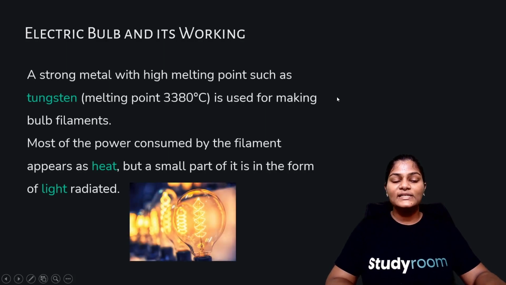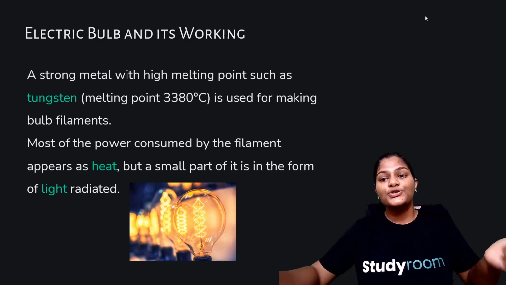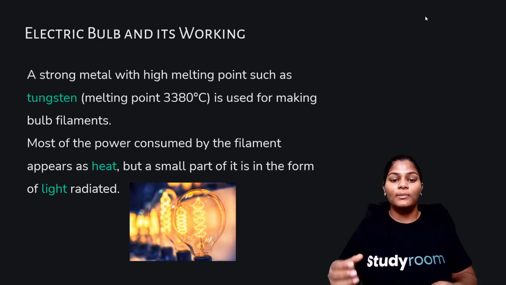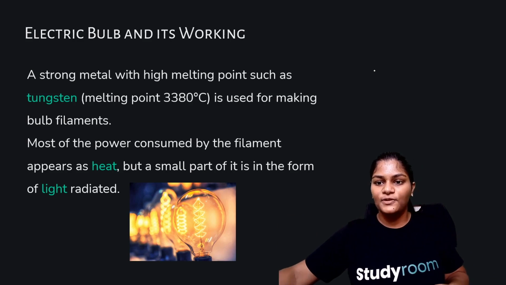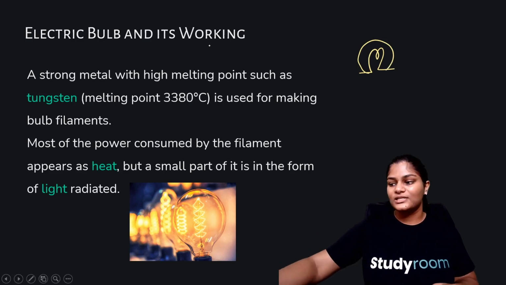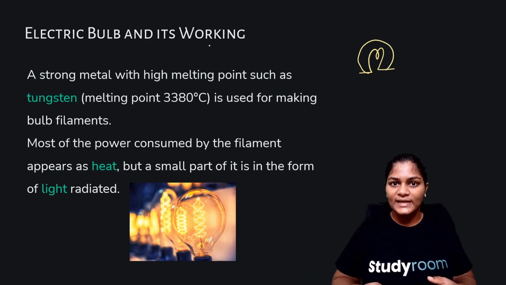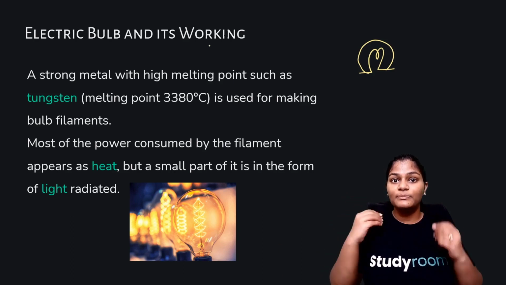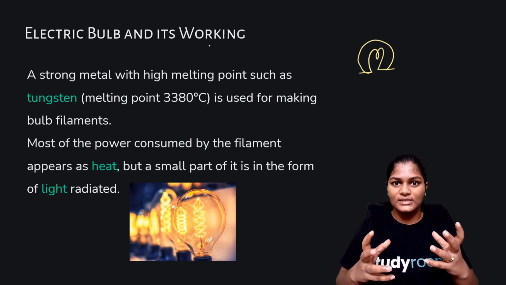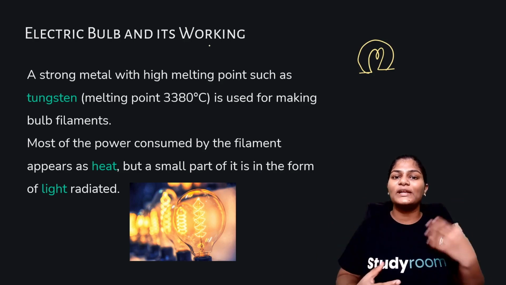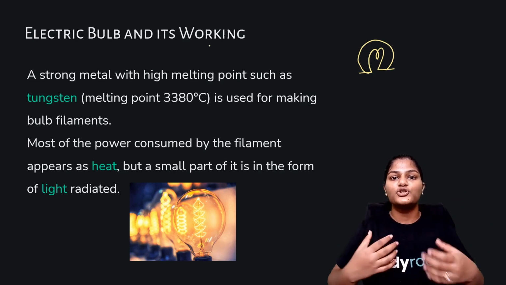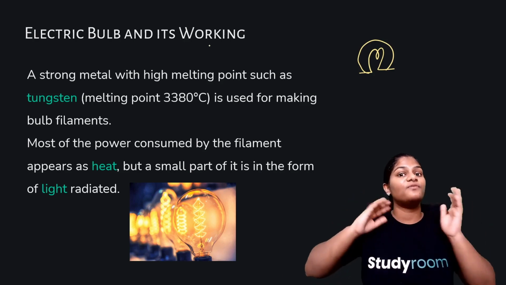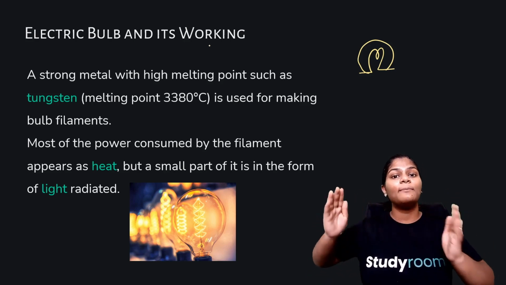Now here it says about the electric bulb and its working. So you must have seen an electric bulb. You must have seen there is some kind of a filament which is in this shape inside it, right? And this is the encasing of glass. So what exactly happens inside an electric bulb is a material which has very high resistance is used in a bulb, which is usually tungsten. Tungsten is usually the material which is used in electric bulbs. So it has very high resistance and very high melting point also.